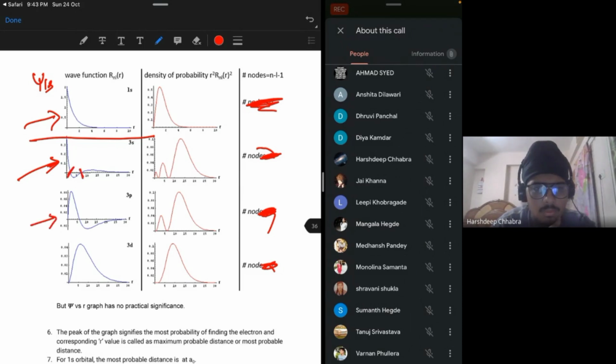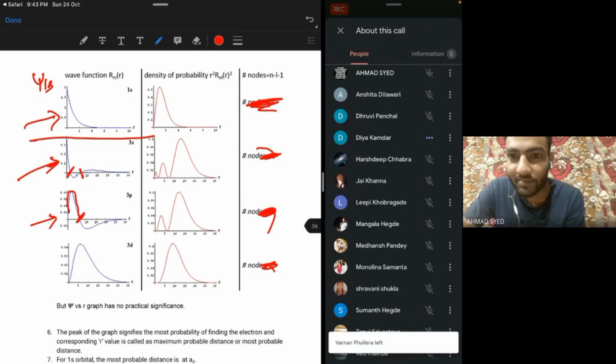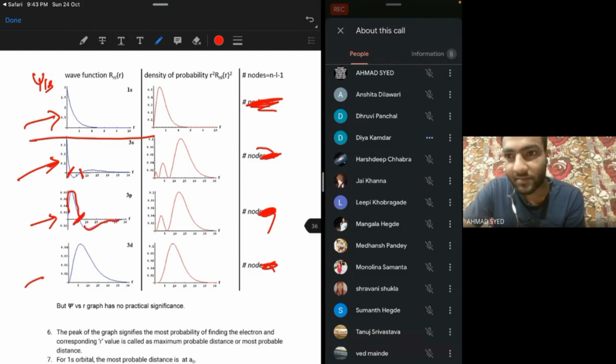How many nodes here, in this 3p? One, because here it has changed from positive to negative. Here is the sign change and there is no sign change after that. Similarly, nothing here.